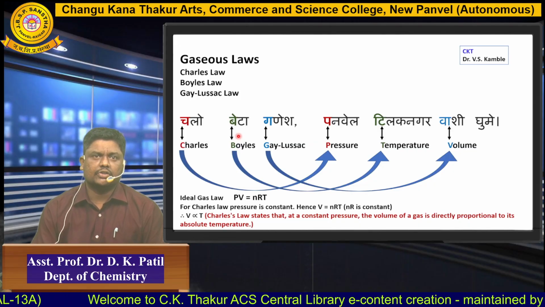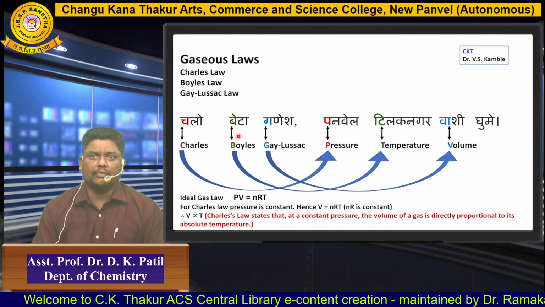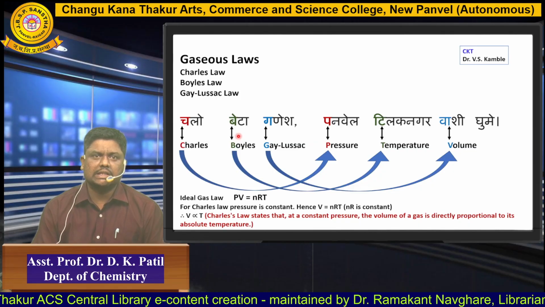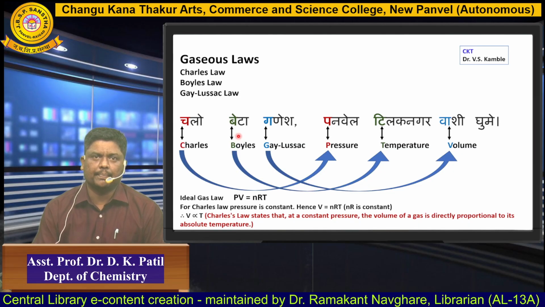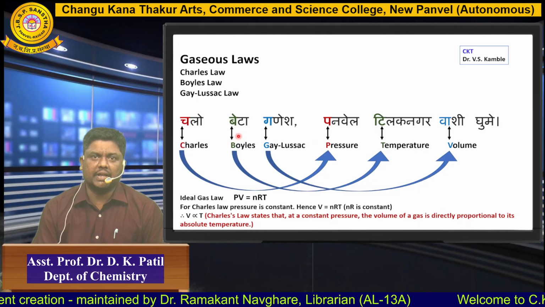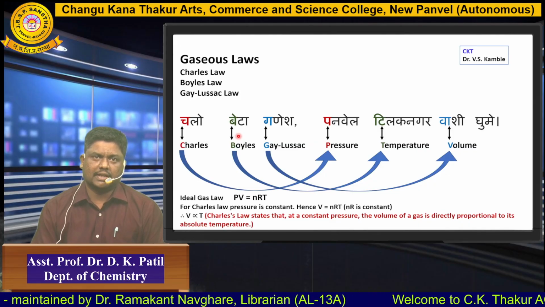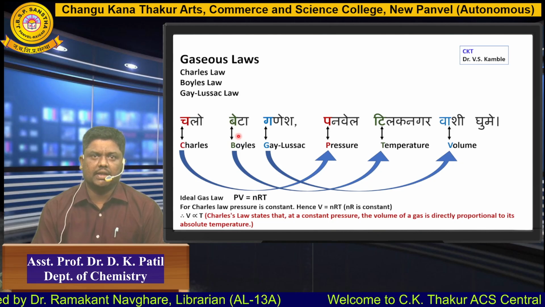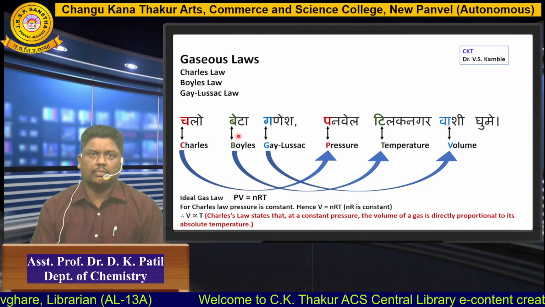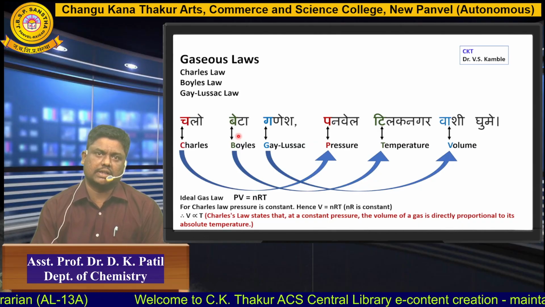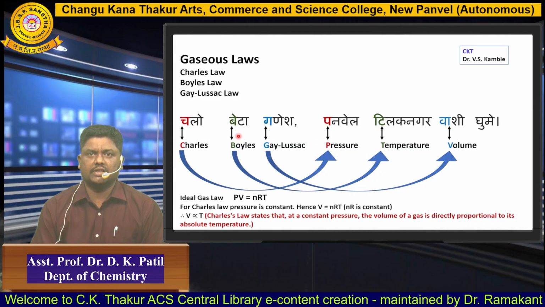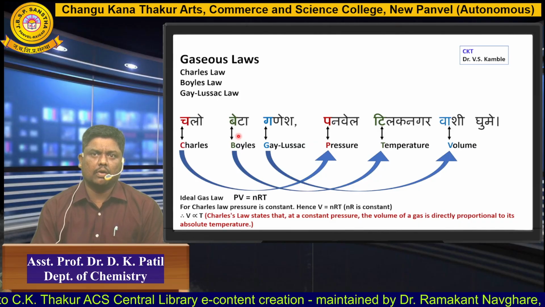The statement is: Chalo beta Ganesh Panvel Tilak Nagar Vashi Ghume. Now you can see Chalo, C, corresponds to Panvel, P. So in Charles law, P means pressure is constant. The second one is beta, B, which corresponds to Tilak Nagar, T, temperature. So in Boyle's law, temperature is constant. And Ganesh, G, Gay-Lussac law, corresponds to Vashi, V, volume. So in Gay-Lussac law, volume is constant.